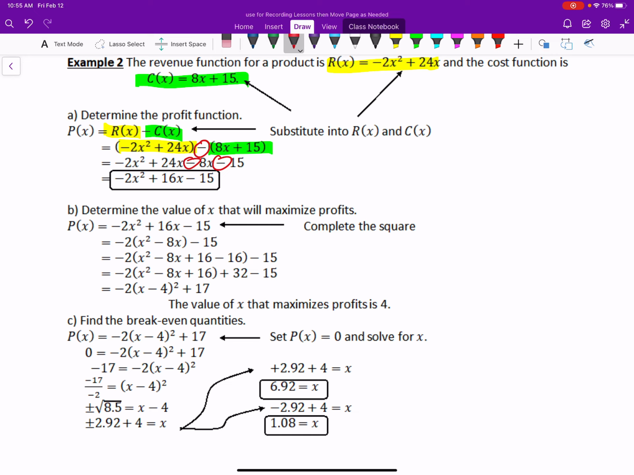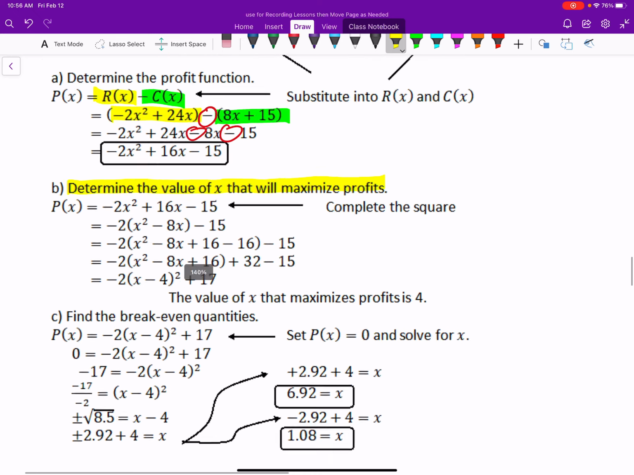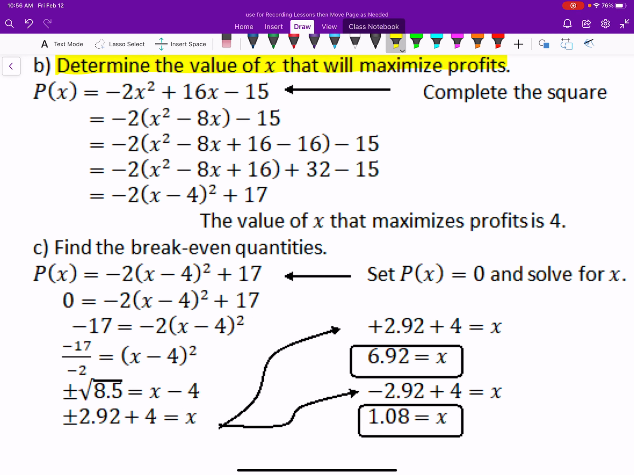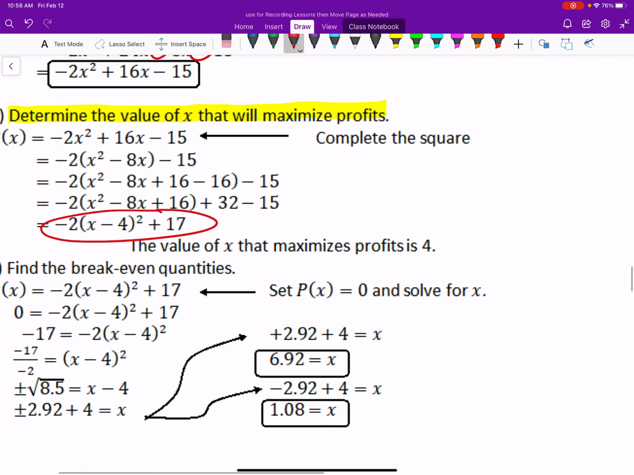If I want to determine the value of x that's going to maximize profits, that's actually still looking for the vertex, but it's looking for the x value of the vertex. So here are the steps. I won't read them over again because we've done a whole bunch of completing the square, but if you look through that, you'll see those are the steps for completing the square. When you get down to the bottom, that is the final product in vertex form. The vertex is (4, 17).